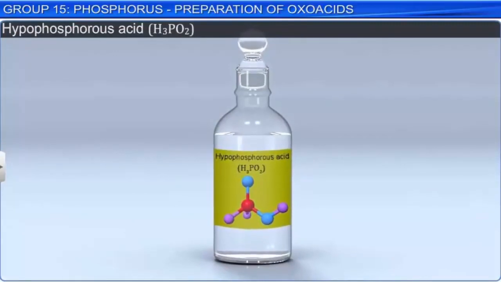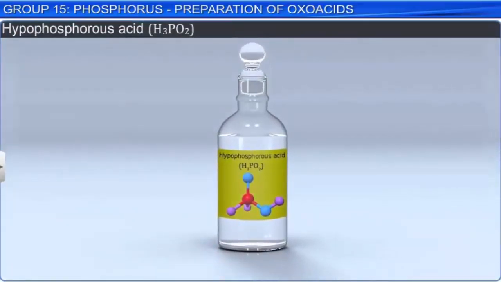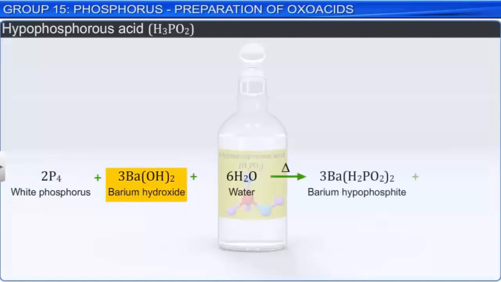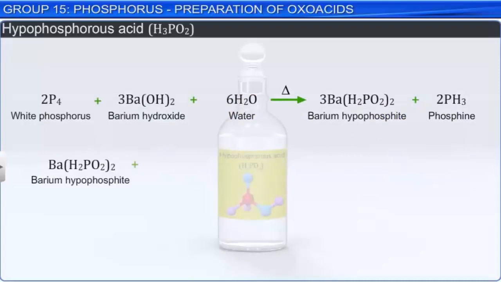Hypophosphorus acid, also called phosphinic acid, is prepared by the alkaline hydrolysis of white phosphorus. When white phosphorus is heated with an alkali solution, like barium hydroxide, it forms hypophosphite. This is further treated with dilute sulfuric acid to recover the acid.